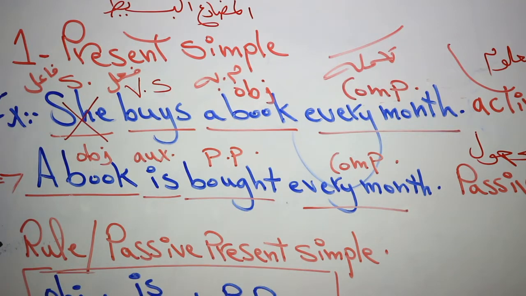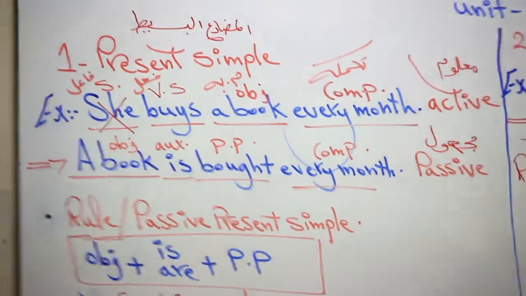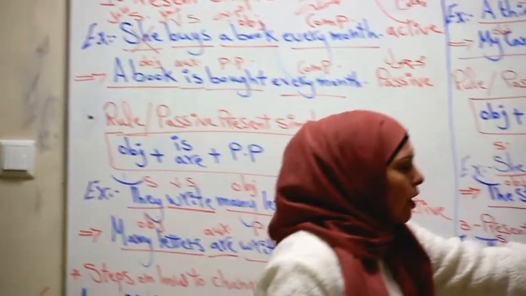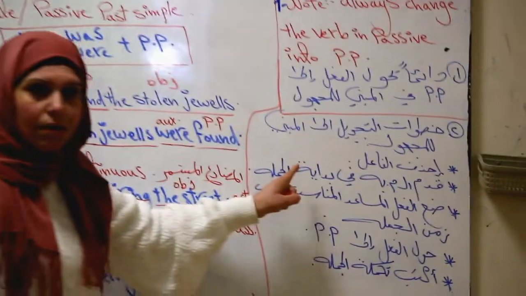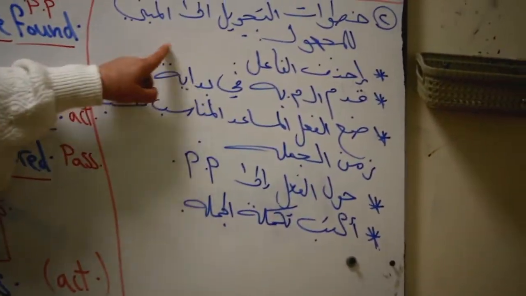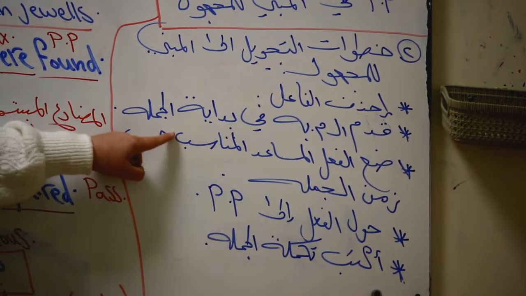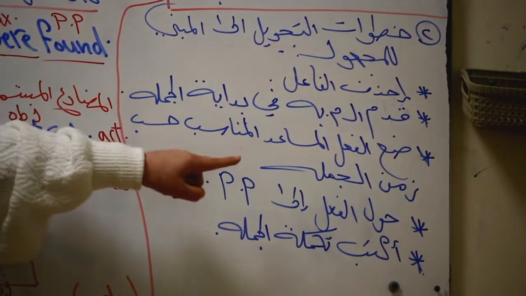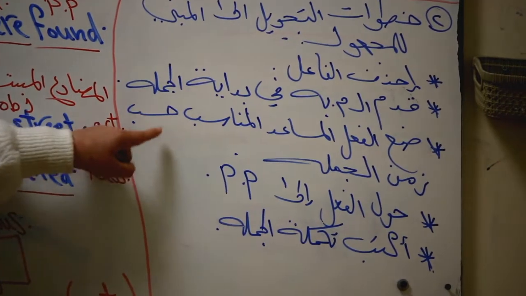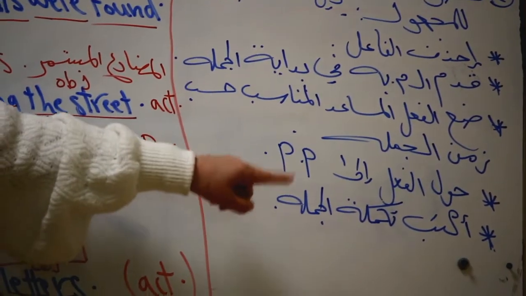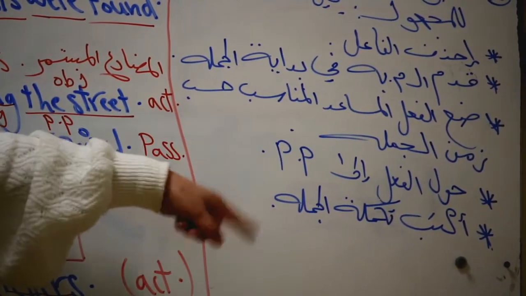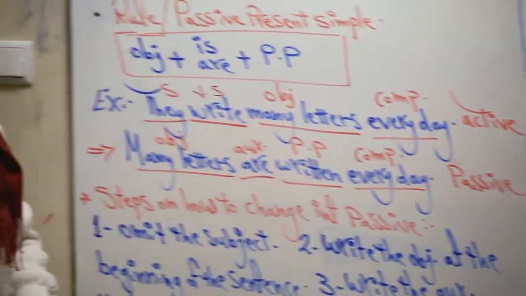يعني خطوات التحويل. أنا كتبتها هنا وضحتها لكم بالإنجليزي وهنا خطوات التحويل كتبتها باللغة العربية. أولاً احذف الفاعل. 2 نقدم المفعول به في بداية الجملة. 3 نضع الفعل المساعد المناسب حسب زمن الجملة. 4 حول الفعل إلى past participle. 5 نكتب تكملة الجملة. والخطوات أيضاً هنا مكتوبة باللغة الإنجليزية.